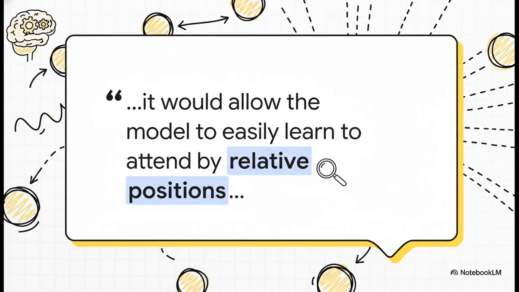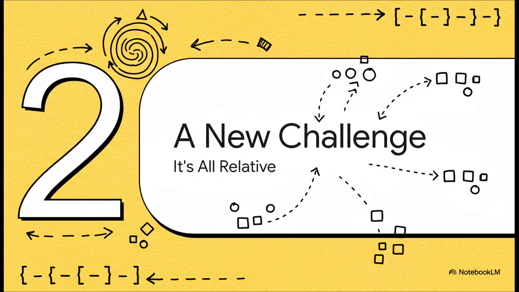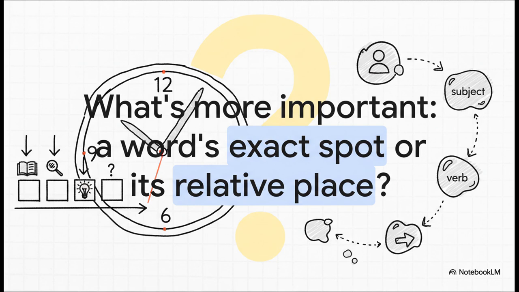And what's really cool is that the original creators, they knew they were onto something even bigger. They had a hunch that this method wouldn't just tell the model where a word was, but it would also help it understand relative positions. This quote right here shows they were already thinking ahead to the next big challenge. And that leads us right into the next evolution of this idea. The focus started to shift from knowing exactly where a word is to knowing where it is in relation to all the other words. I mean, just think about it for a second.